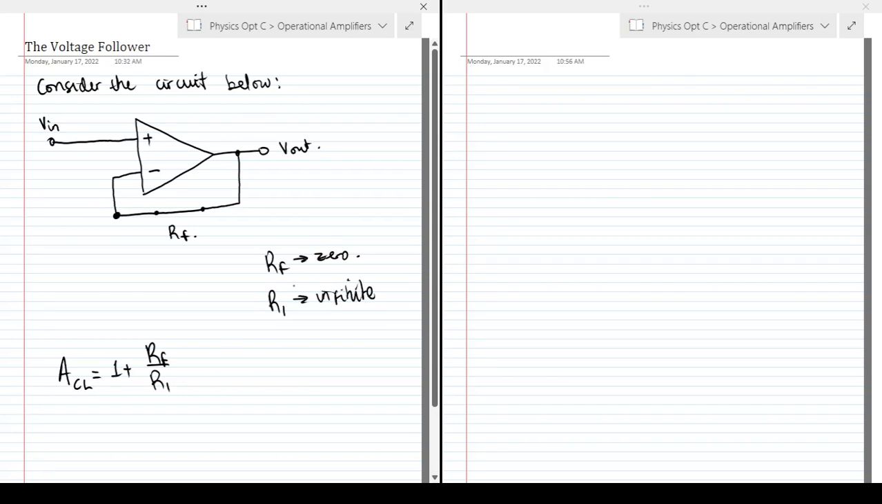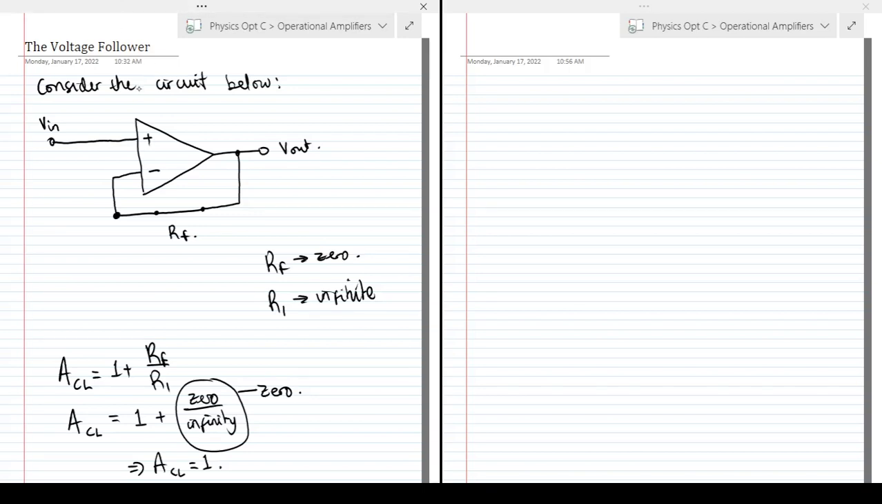Good. So if I put those two things into my closed loop gain equation of the non-inverting operational amplifier, the closed loop gain becomes 1 plus 0 over infinity. And of course, this whole thing here just becomes 0. Good. So your closed loop gain in that case now becomes 1, right?